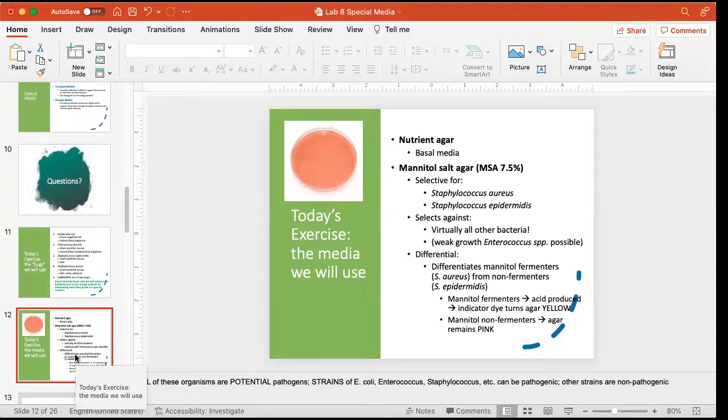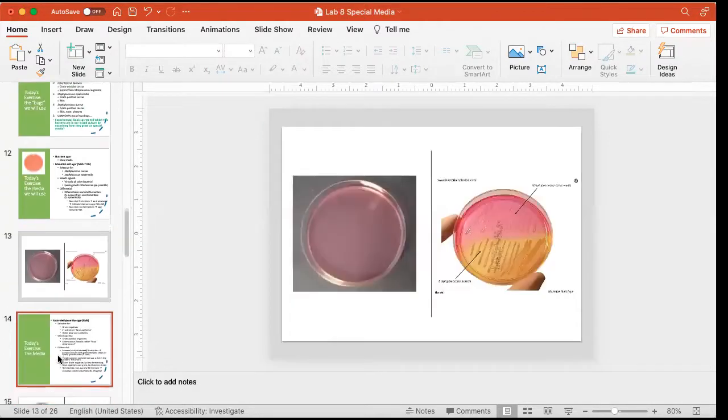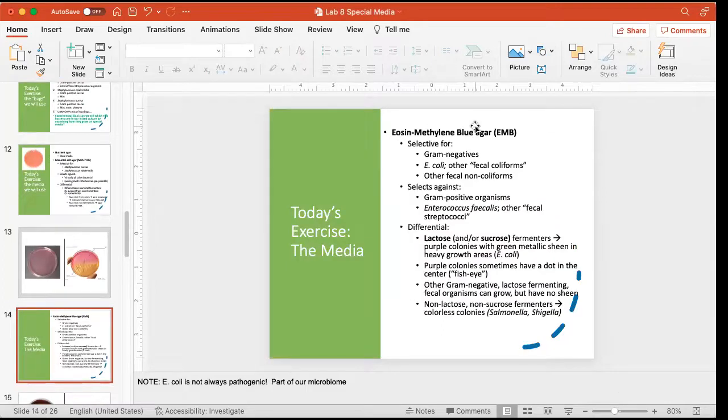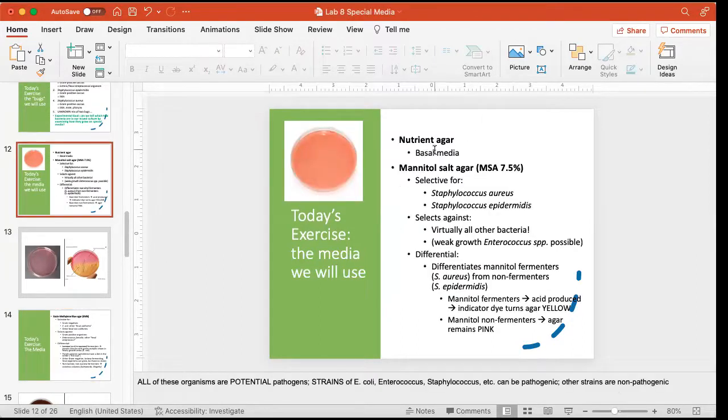All right, so for our media today, we're going to use three. We're going to use nutrient agar. Remember, that's a basal media. We're going to use mannitol salt agar at a strength of 7.5%. And the third media we're going to use is eosin methylene blue, or EMB, all right? Nutrient agar, that's just a basal media. And what I'm going to do is put all four of our possible organisms onto this basal media.